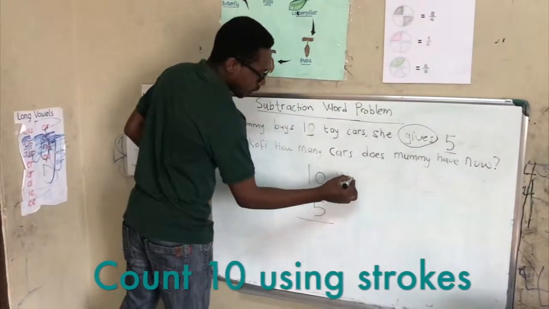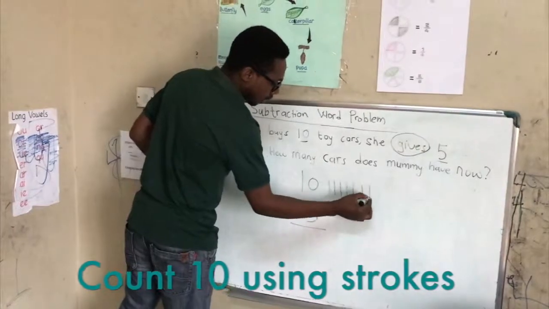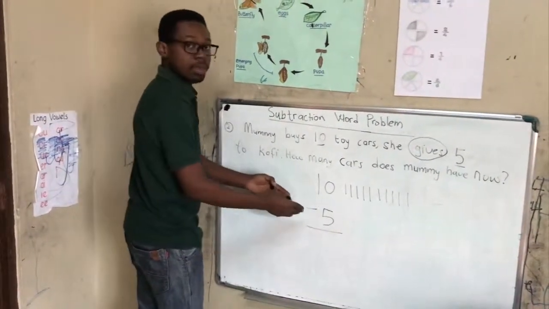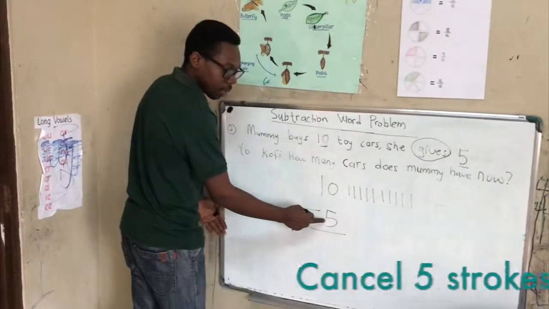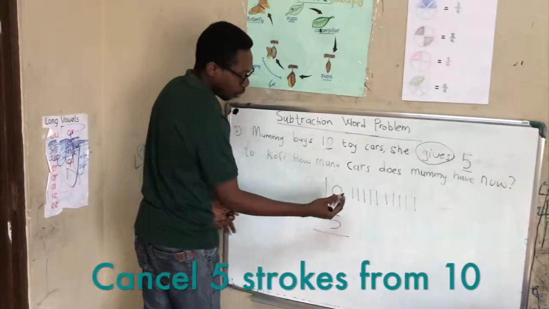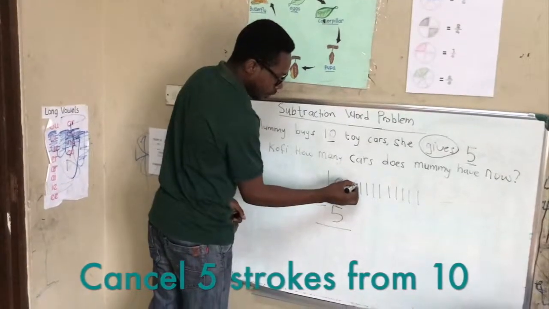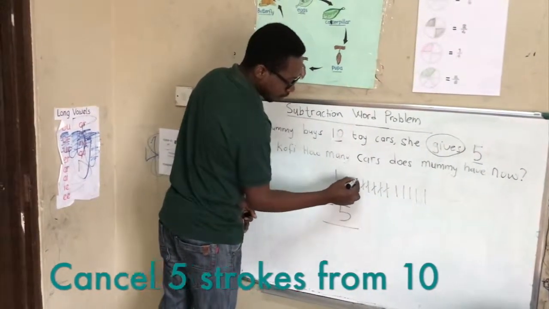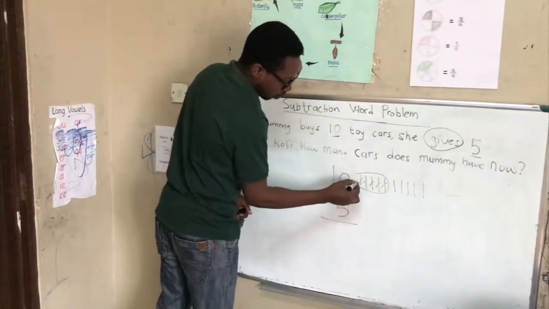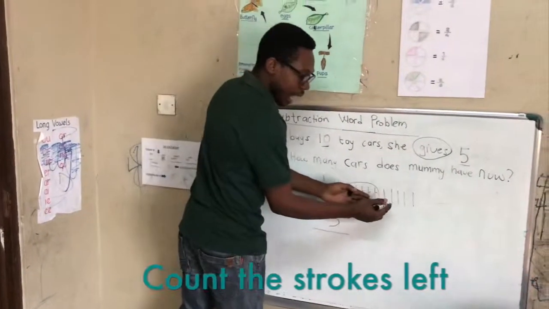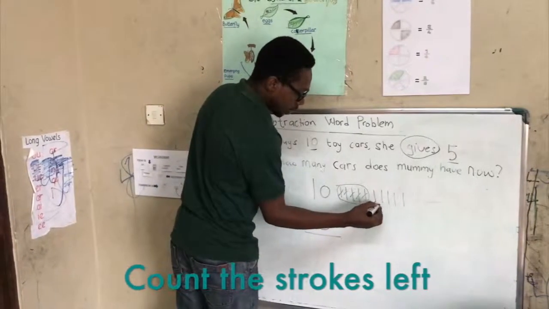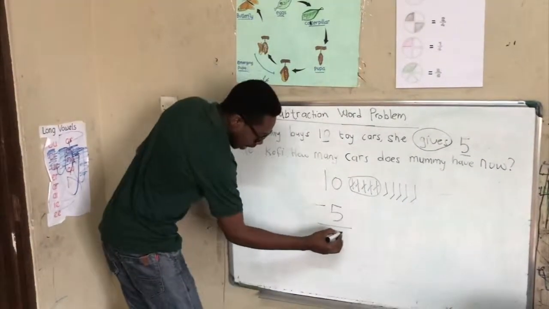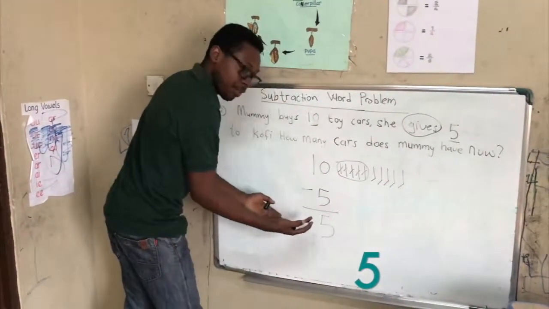So now we're going to count. 1, 2, 3, 4, 5, 6, 7, 8, 9, 10. And remember, in subtraction, we are going to cross out 5. So I'm going to start counting, crossing out 5. 1, 2, 3, 4, 5. Cross out 5. So I'm going to count how many are left. 1, 2, 3, 4, 5. The answer is 5.